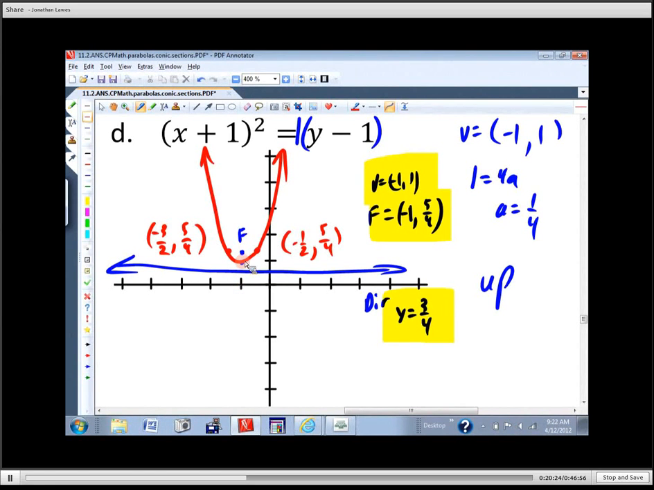Because remember, the focus is always inside the parabola. The directrix is always outside the parabola. That work? Okay. Anything else?